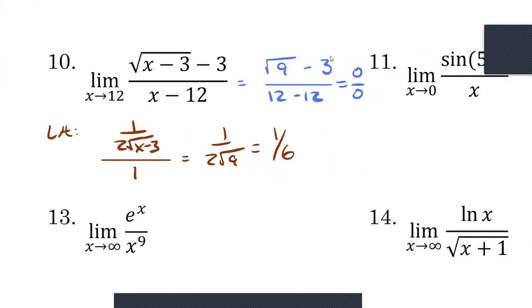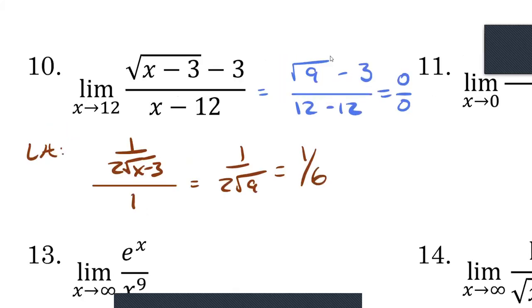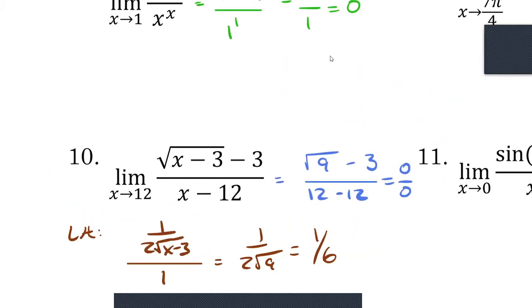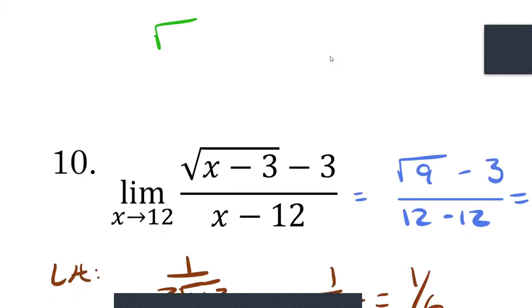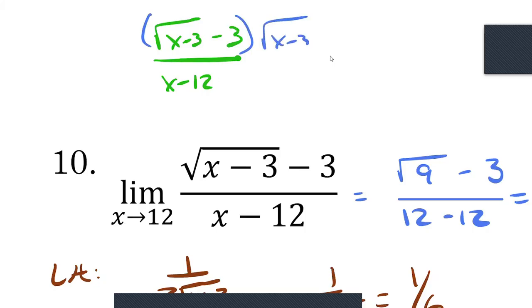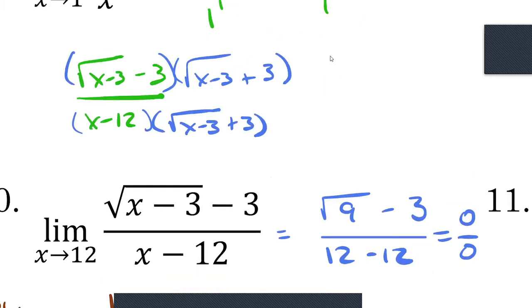Another way of doing this limit would be multiplying the top by the conjugate. So if I have the square root of x minus 3, minus 3, over x minus 12, the bigger problem here is the radical x minus 3 in the top, less so the x minus 12 in the bottom. So if I multiply the top by radical x minus 3 plus 3, I'd have to do the same thing in the bottom. So I get radical x minus 3 plus 3.